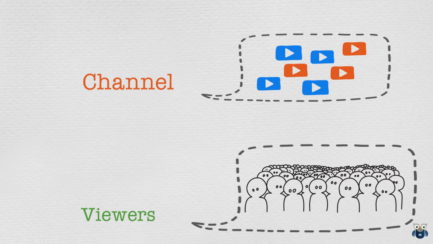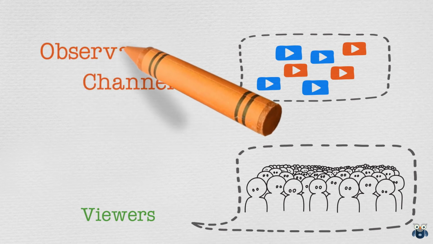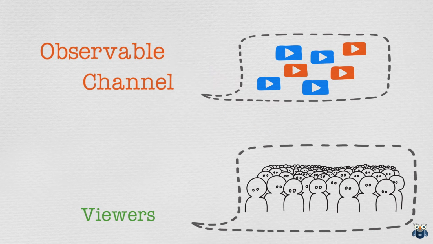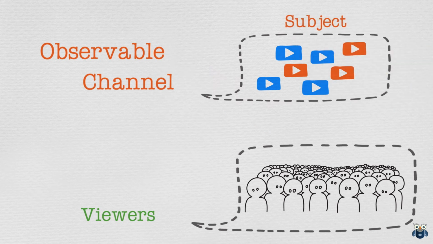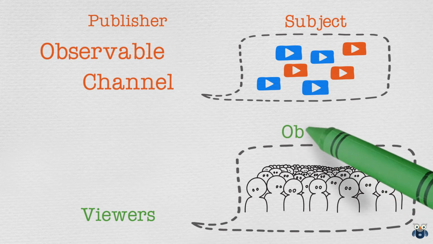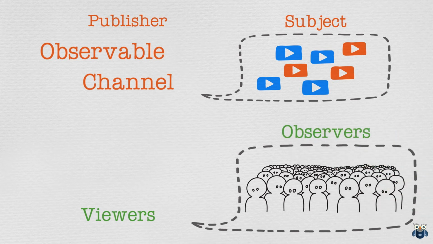Now let's associate some new terms with these entities. Terms that you will see in design pattern literature. The channel is what is being observed. It is observable. It is also the subject. And since it publishes videos, it is also the publisher. The subscriber dudes can also be referred to as observers.